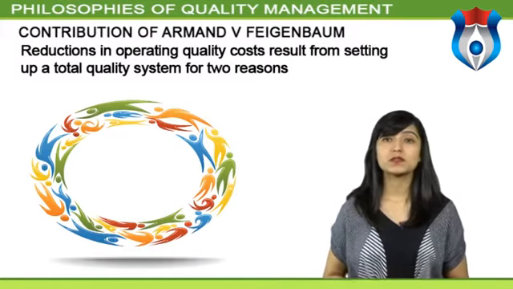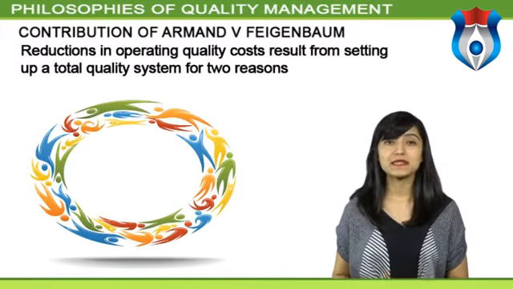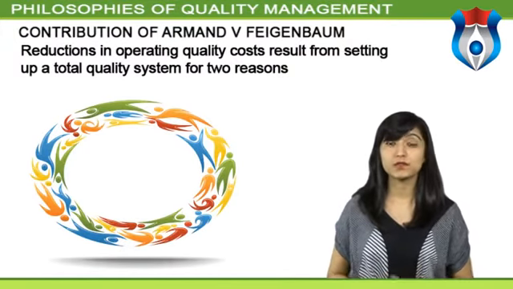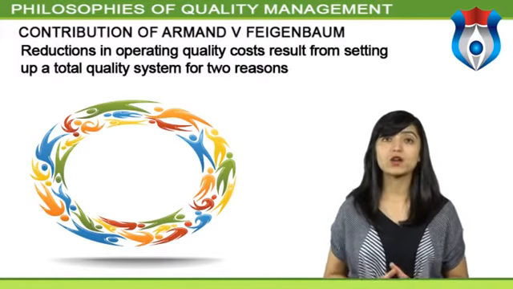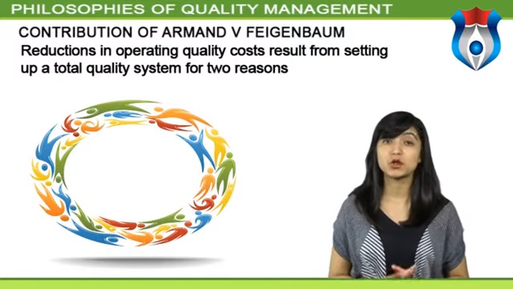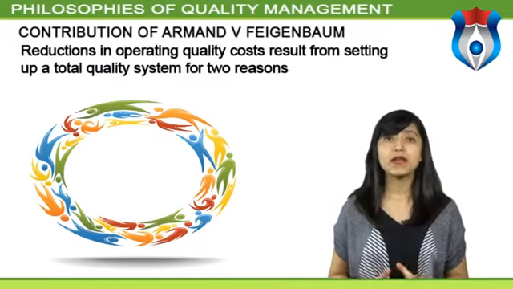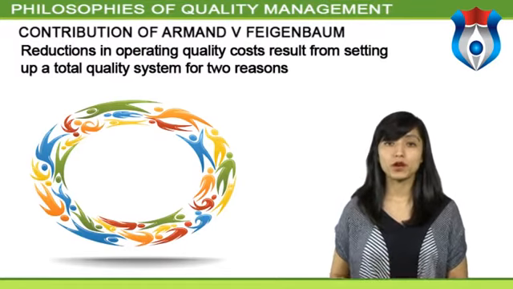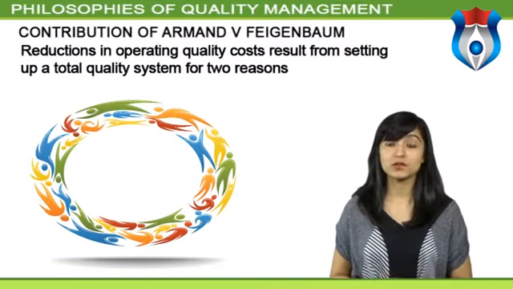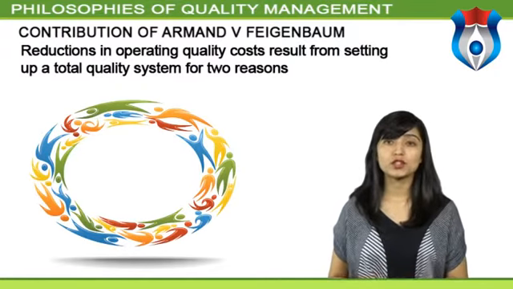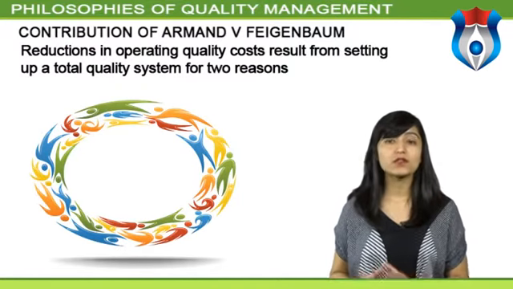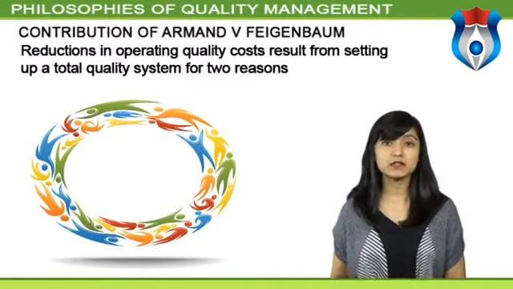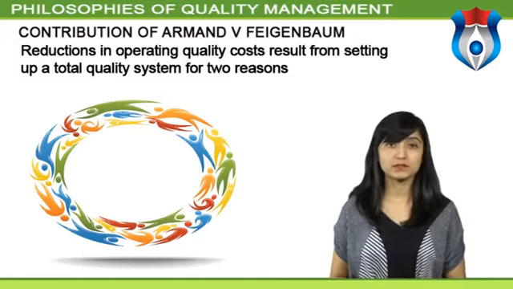Reductions in operating quality costs result from setting up a total quality system for two reasons. Lack of existing effective customer-oriented standards may mean current quality of products is not optimal given use. Expenditure on prevention costs can lead to a several-fold reduction in internal and external failure costs.